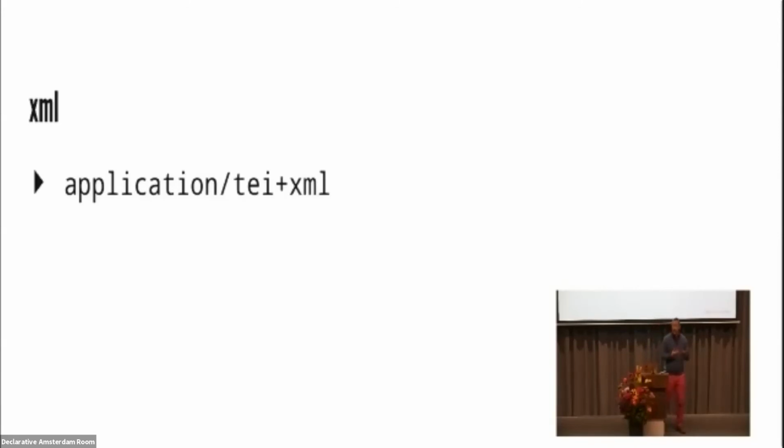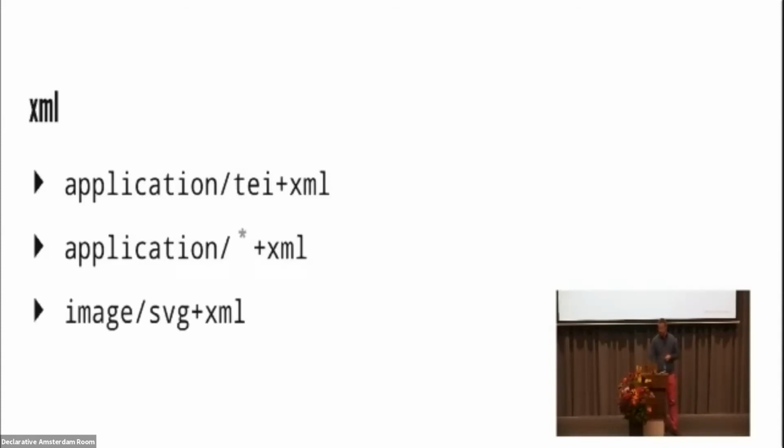But there's even more XML. Can you think of something else? Well, application TEI plus XML exists. And you want this to also automatically be returned or serialized as XML. And we do that. So actually anything application asterisk XML will be returned or serialized as XML because there's currently over 800 such media types registered with the IANA. Image SVG XML, of course, we want to have that.